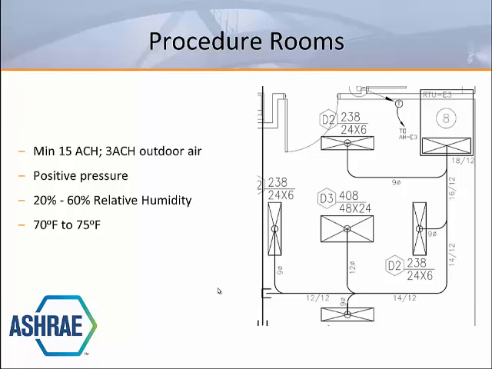The first of which is the outdoor air change rate is reduced to 3 per hour from 4 per hour, and a total air change rate of 15 changes per hour instead of 20 changes per hour. Procedure rooms must also still be positively pressurized, but the minimum level of pressurization has been removed. Minimum temperature requirement has also been elevated, and however, humidity levels must still be maintained within 20 to 60%.